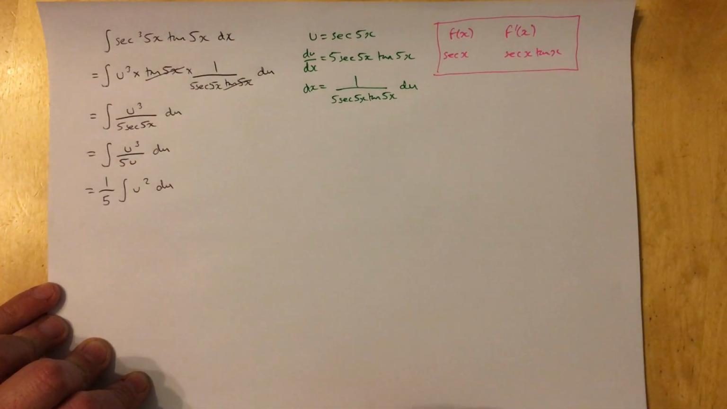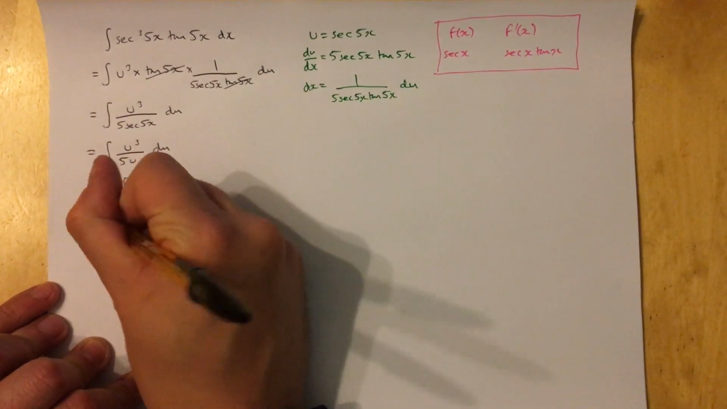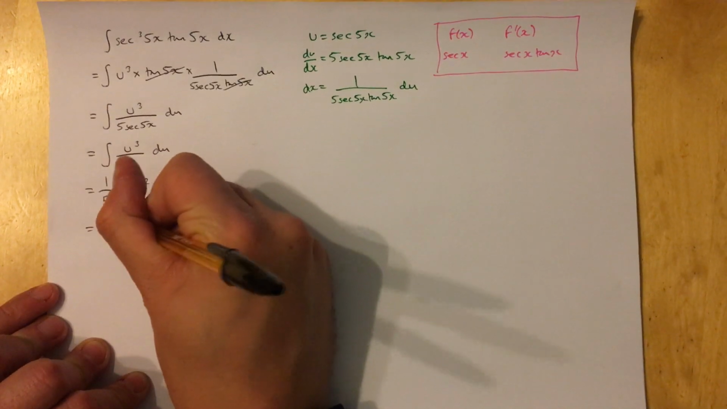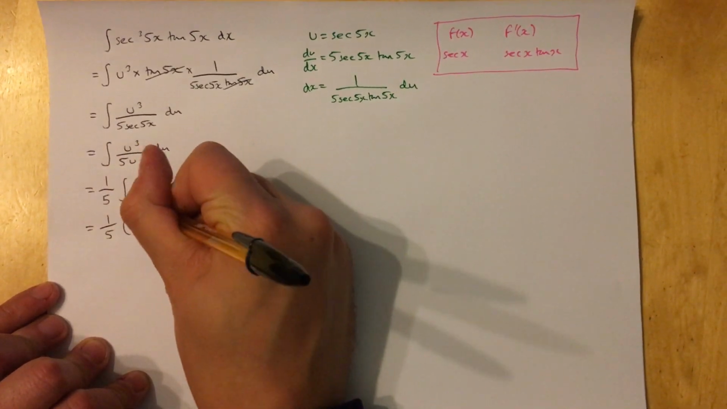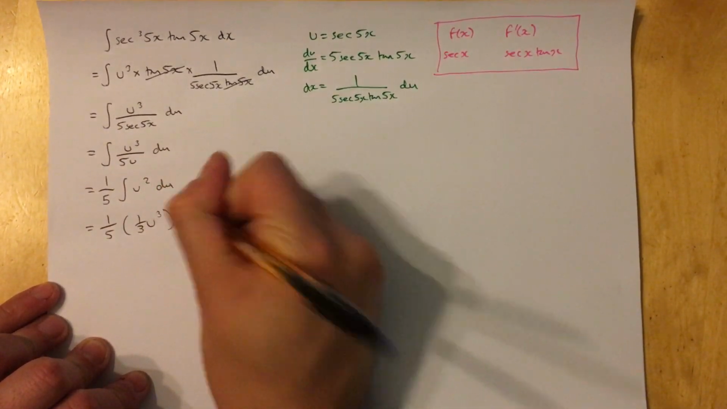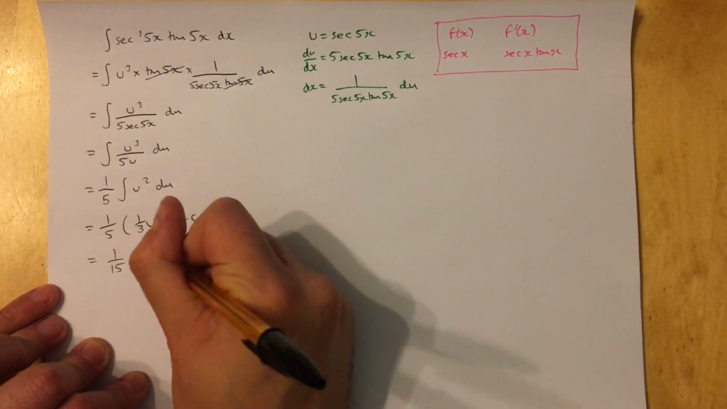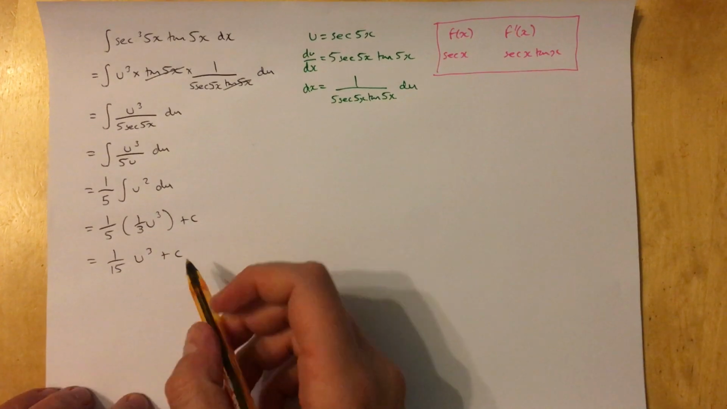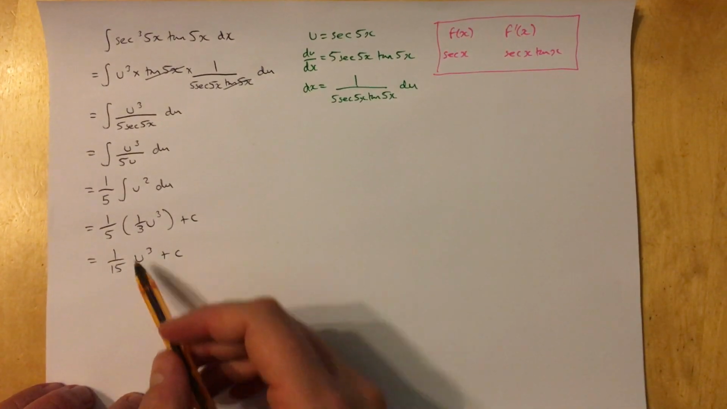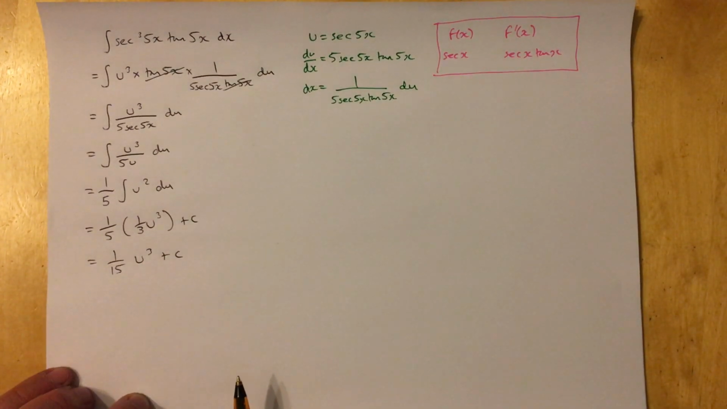Okay. So then integrating the u squared is just a third u cubed plus c. So overall we end up with a 15th of u cubed plus c. I was a little bit impolite to leave our answer in terms of u when the function we were asked to integrate was in terms of x.